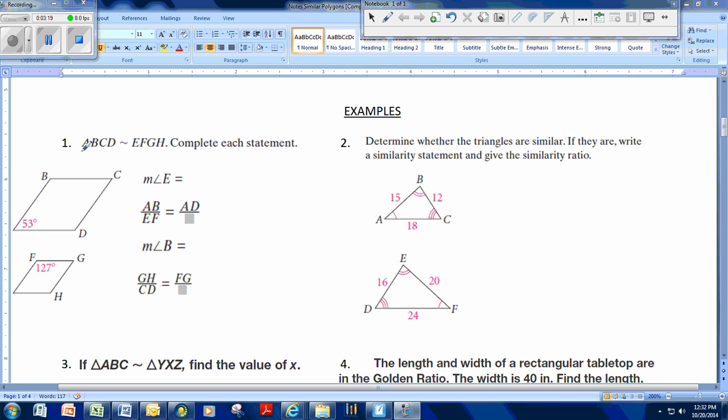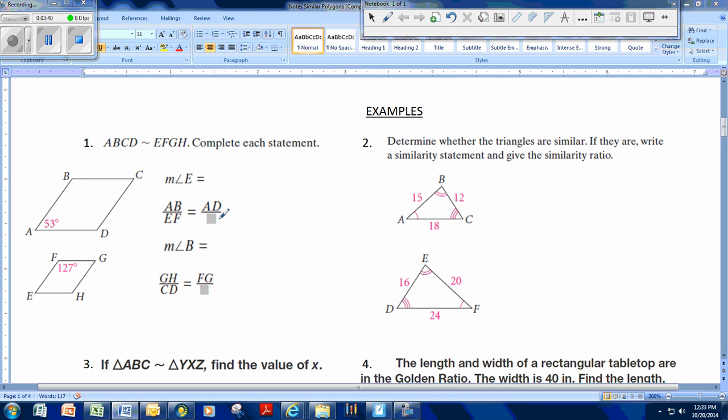So let's try some examples. In example 1, quadrilateral ABCD is similar to quadrilateral EFGH. So A matches E, B matches F, and so on. Okay, so we're just going to try to identify what's happening here. Okay, so let me move this over so we can see it. In our first example here, what is the measure of angle E? Here's the measure of angle E right here. Now angle E matches angle A, and they're the same, so it's going to be 53 degrees.